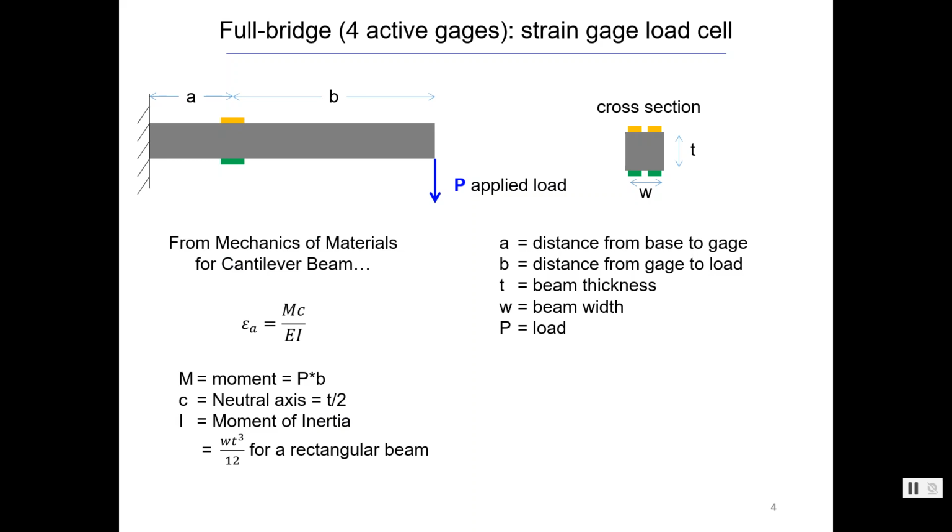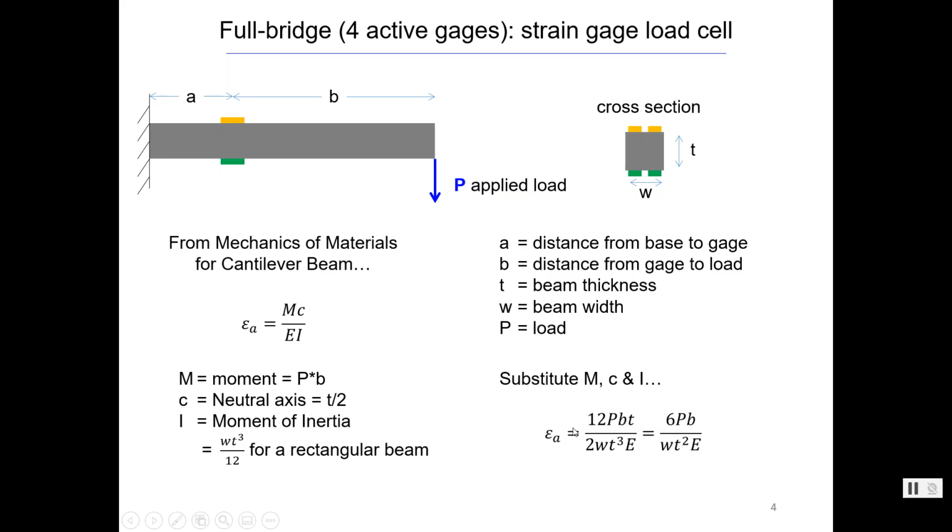Now to start this out, as a review from mechanics of materials for cantilever beams, the axial strain is going to be equal to the moment times the C for the neutral axis, and then over the modulus of elasticity and the moment of inertia. So we're interested in what's happening here at strain gauges. So the moment is going to be the load times B. The neutral axis with a symmetrical crossbeam like this is just going to be the thickness, the dimension in this direction, divided by 2. The moment of inertia for a rectangular beam is the width times the thickness cubed divided by 12.